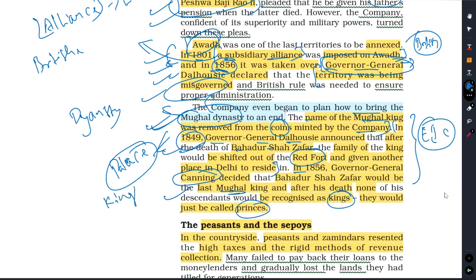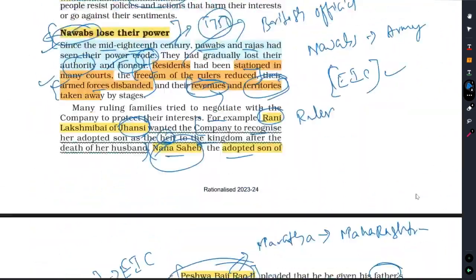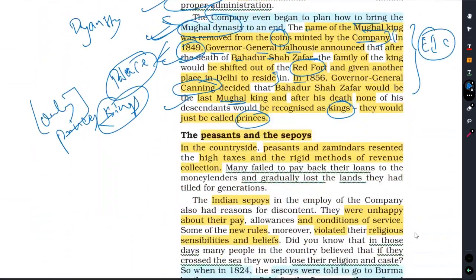Kings would be completely removed, and only the names of princes would be given to them. This was the resentment felt by the Nawabs or rulers of the country.